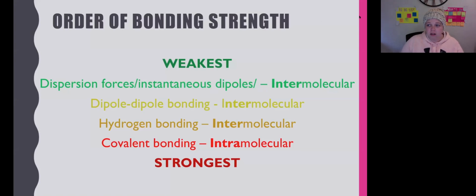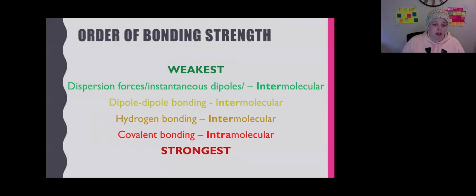So here is your order of bonding strength. Your weakest ones start up the top with your green, and they are your dispersion forces, or the instantaneous dipoles within the molecules that create dispersion forces. These are a form of intermolecular bonds. Then you have your dipole-dipole bonding. So now we're working with polar molecules. These are ones with differences in electronegativity and asymmetry. And these are also intermolecular forces.